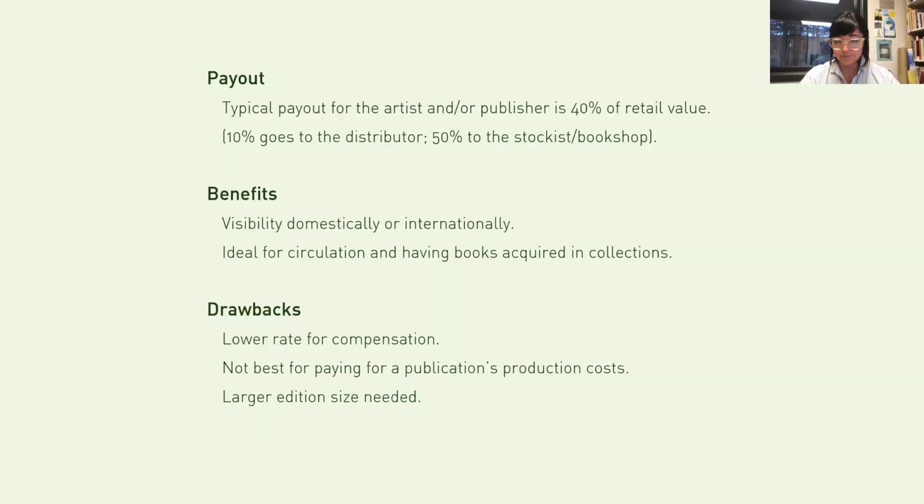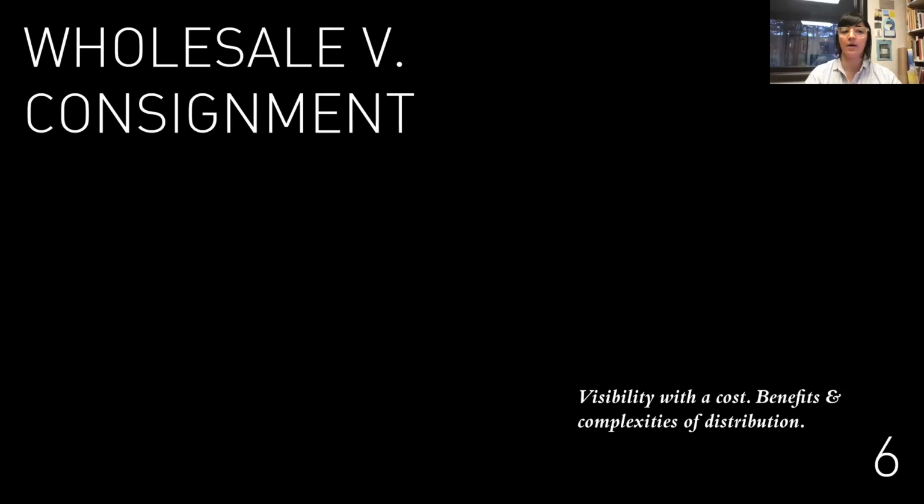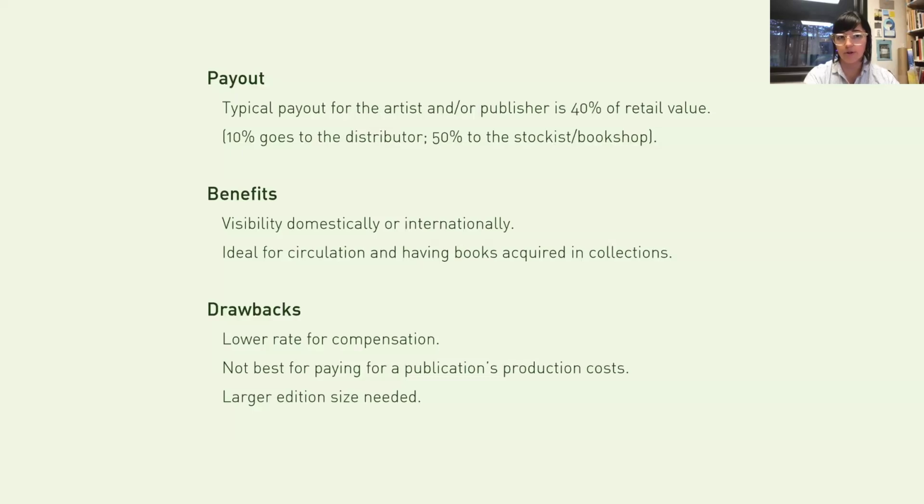In the payout structure, typically when you get paid for a wholesale item and you are selling for a distributor, if I go back to distributors, 10 and Public Knowledge would be good examples, as the artist or publisher, I'm receiving 40% of retail value. A lot of people might be like, oh, that's not so good. But it is the standard of what the distribution model looks like. And distribution is different than consignment, and it's also different from wholesale. So in that sense, you can anticipate 10% goes to the distributor, 50% goes to the bookshop or the stockist.